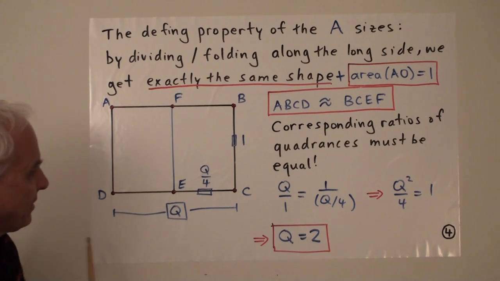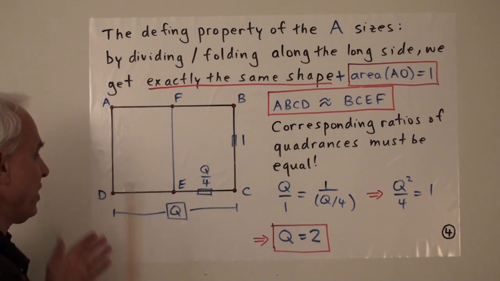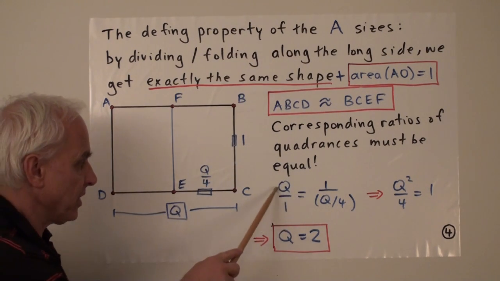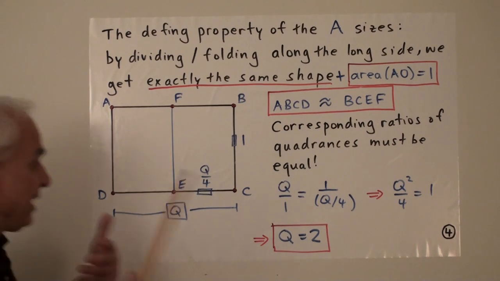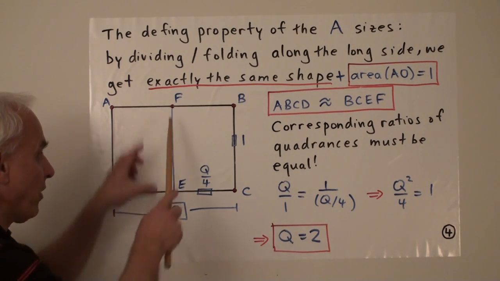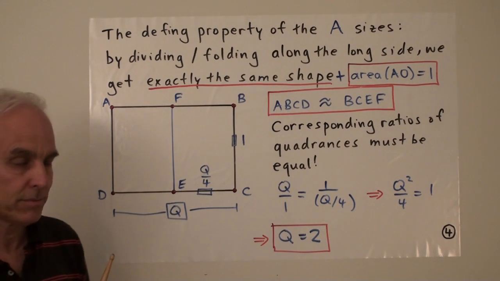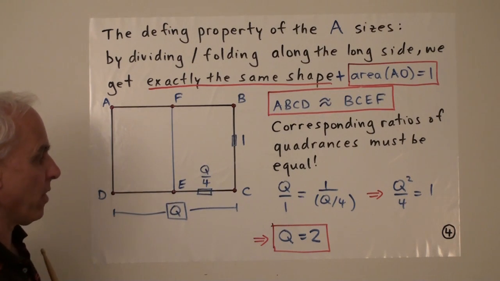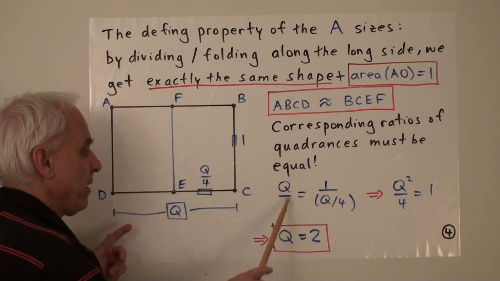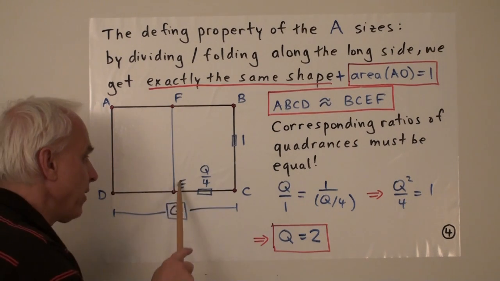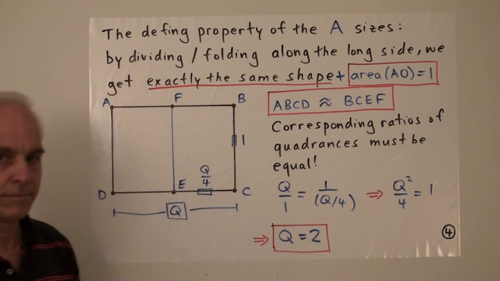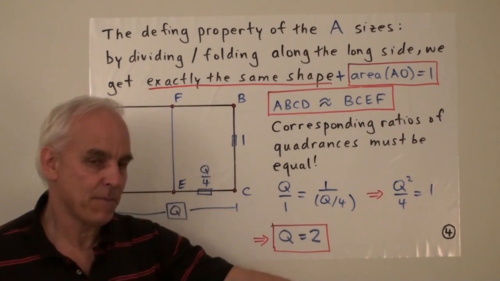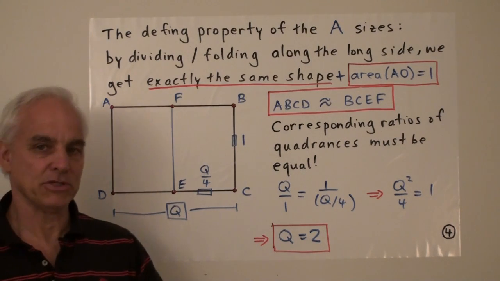Okay, so the crucial thing is that these two rectangles are similar. So in the big rectangle, the long side to the short side, measured in terms of quadrances, is Q over 1. And that should be equal to the ratio of the corresponding quadrances in the smaller rectangle, which has longer side 1 and shorter side Q over 4. So Q over 1 should equal 1 over Q over 4. Then if we bring that up, we get Q squared over 4 equals 1, and so Q equals 2, because our quadrances are positive.